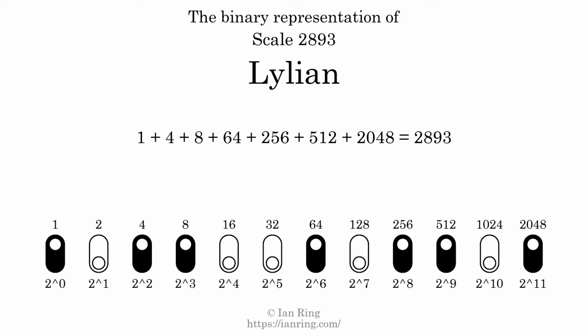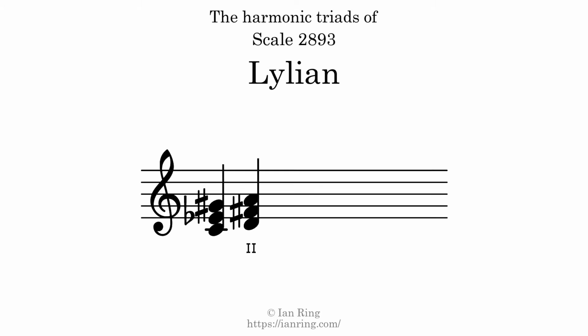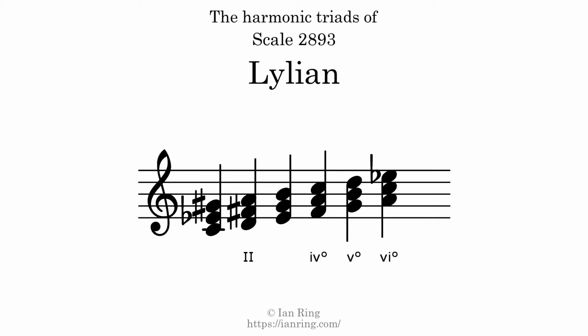2893. The scale number not only enumerates the scale with a unique index, but it also literally describes the tonal content of the scale. Represented as a binary number in base 2, the scale number is 1011010011101. Here are the harmonic triads present in this scale. Unnamed, major, unnamed, diminished, diminished, diminished, minor.